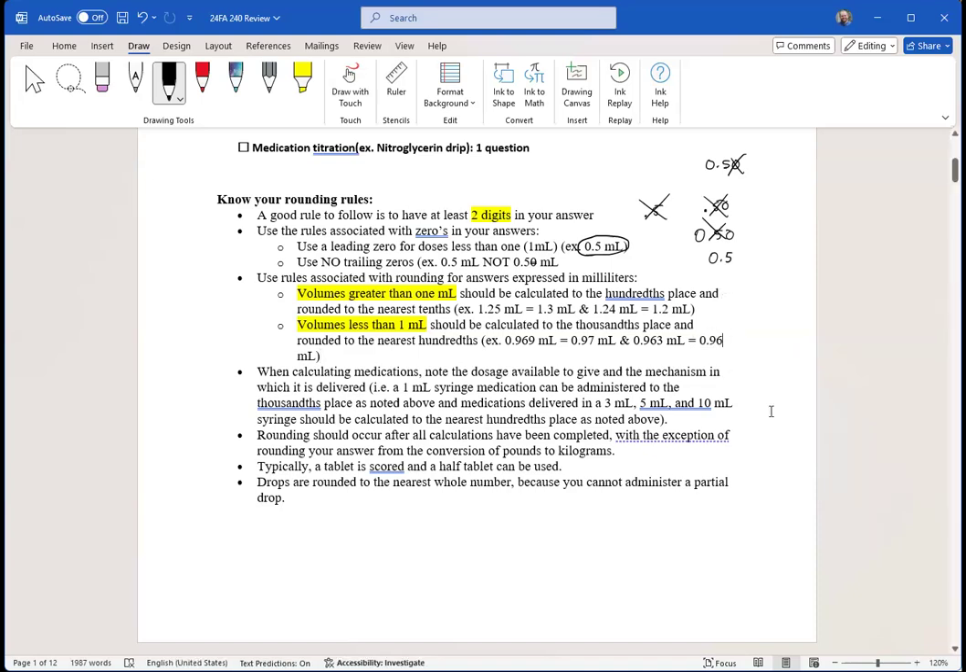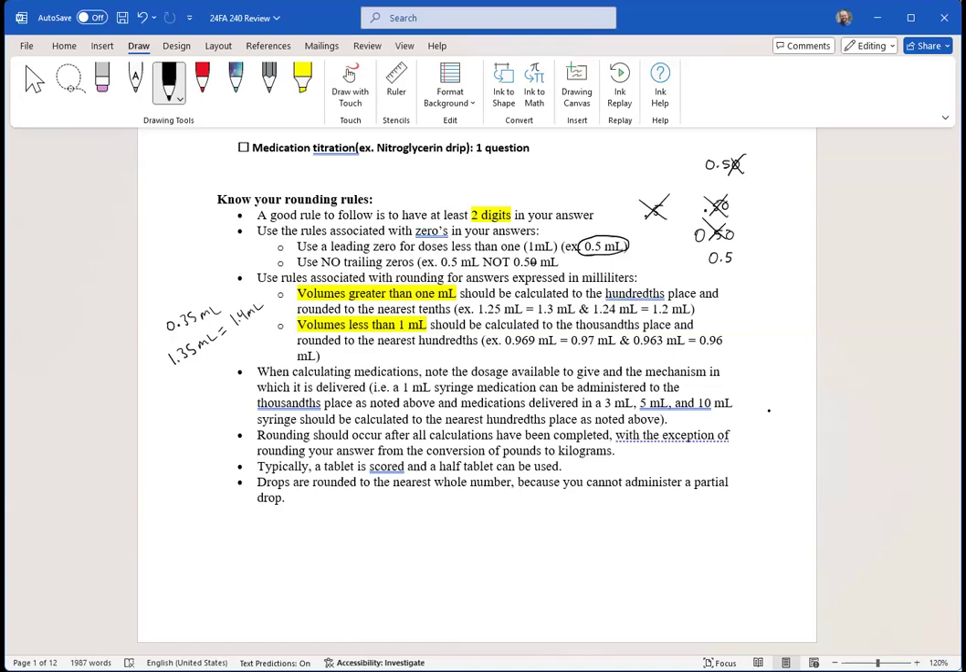A lot of times you're going to get an answer for, let's say, an intramuscular injection, and your answer is going to be something like 0.35. Just leave it at that. That is a perfectly acceptable answer. However, if you get an answer like 1.35, then you want to round that to 1.4.